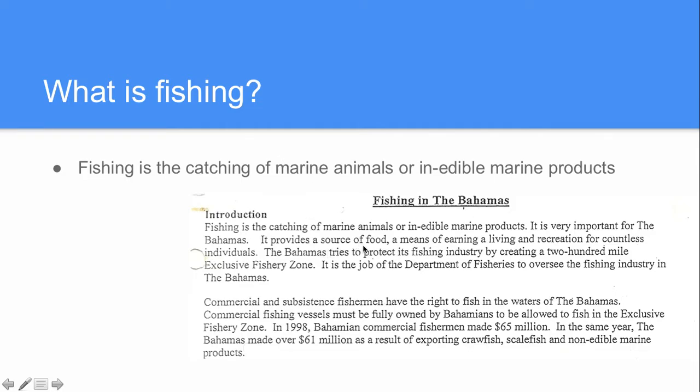So, for food, earns a living for fishermen, recreation for many people, and the Bahamas has been trying to protect this fishing industry. We'll talk about this next week when we talk about how the government has tried to protect it. But here it mentions this exclusive fishery zone, and we've got the Department of Fisheries who look after that. We'll go into in a second this difference between commercial and subsistence fishermen, and we'll go from there. It also talks about the amount of money that is made each year, and this is not small amounts of money, so it's helping the economy of the Bahamas.